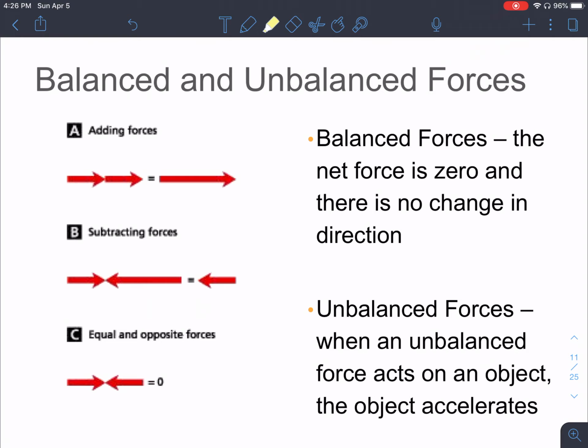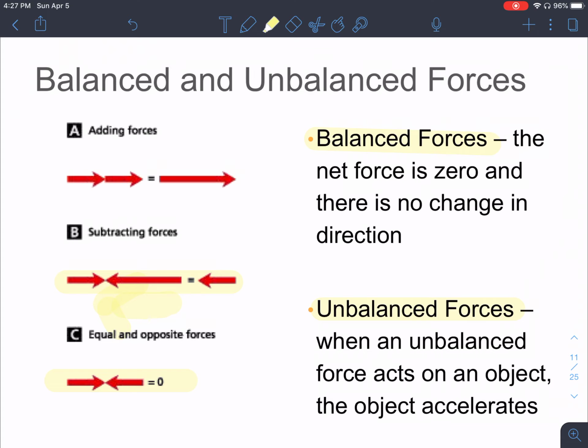Here's pictures of the different force arrows. So balanced forces have a net of 0, so like C at the bottom, no change in direction. Whereas unbalanced forces are acting on an object, and A and B are both unbalanced forces. So we have unbalanced force in B, we have a greater one right here. Therefore, the difference of those two will cause the object to go left.